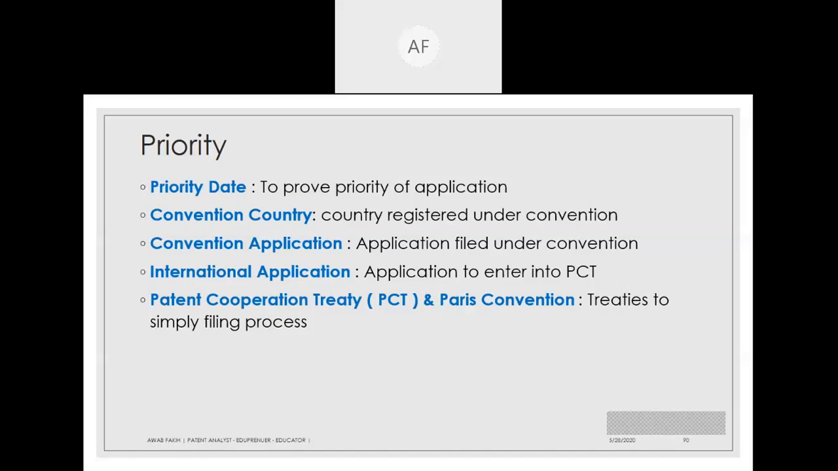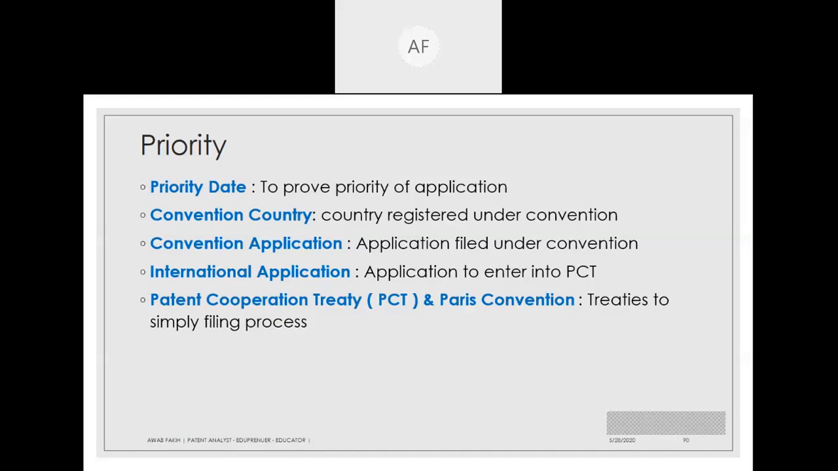Further, when we move on to the convention, a convention is a group of countries who agree to a single filing procedure and some common protocols. They will follow a unique, single process to file the application. Any application will be recognized in all those countries, whether or not those countries want to go into that convention.